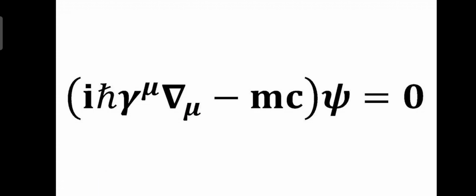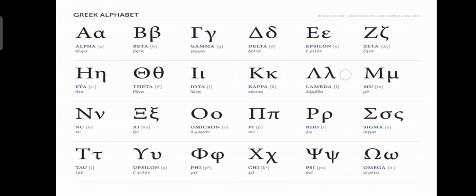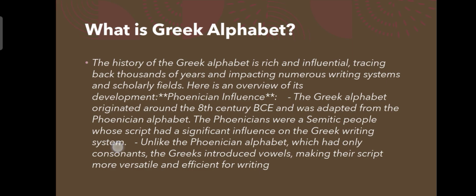So this is the Dirac equation. You can see it has some of the Greek alphabet. This is the Standard Model Lagrangian and the Euler one in math. So what is the Greek alphabet? The history of the Greek alphabet is rich and influential, tracing back thousands of years and impacting numerous writing systems and scholarly fields. Here is an overview of its development.